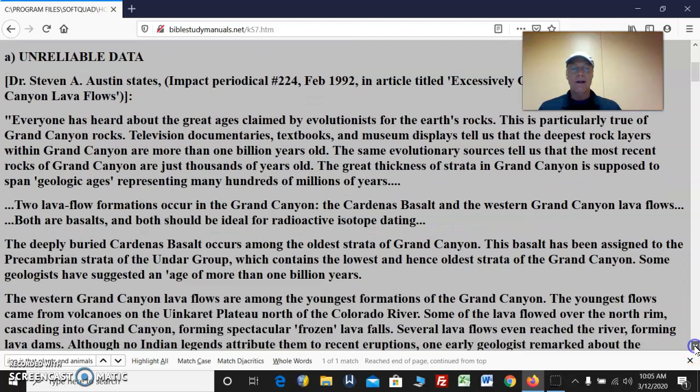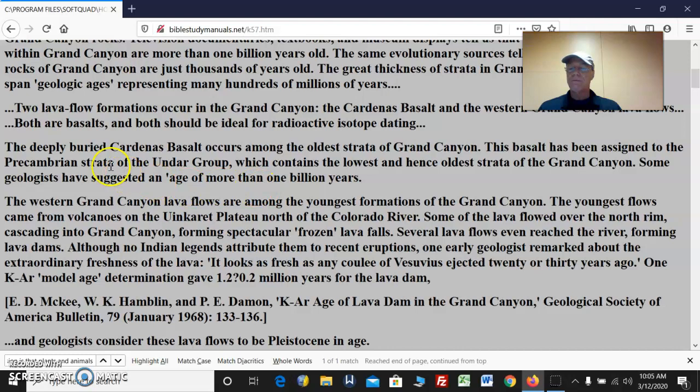All right, I think a crew went down there to try that. And this is the result. The deeply buried Cardenas basalt occurs among the oldest strata of Grand Canyon. This basalt has been assigned to the Precambrian rock strata of the Unkar group, which contains the lowest and hence oldest strata of the Grand Canyon. Some geologists have suggested an age of more than 1 billion years.